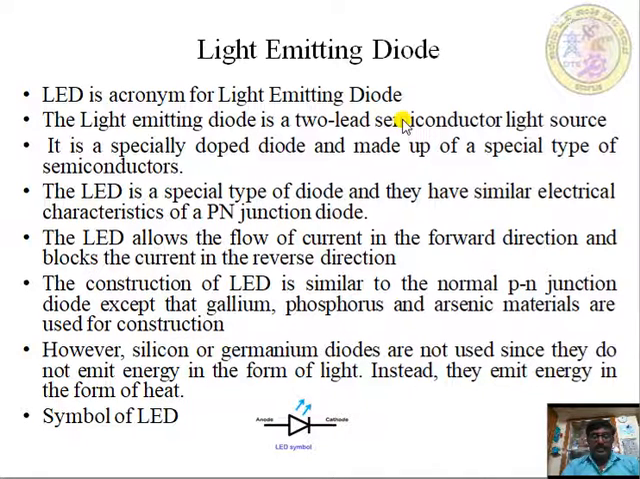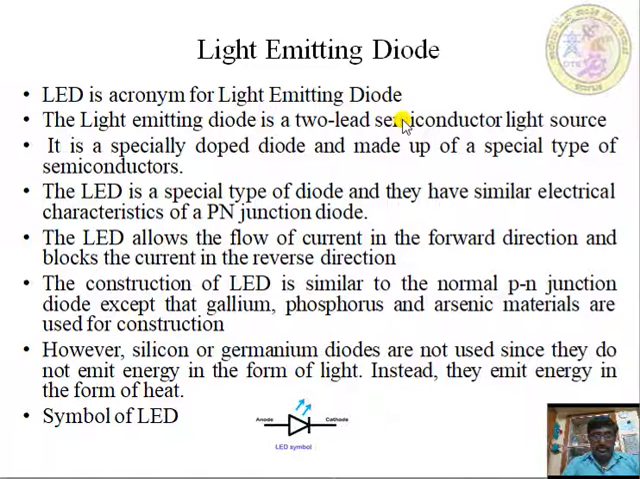LED is an acronym for light emitting diode. The light emitting diode is a two-lead semiconductor light source. It is a specially doped diode made up of a special type of semiconductor. The LED has electrical characteristics similar to a PN junction diode. The LED allows the flow of current in the forward direction and blocks the current in the reverse direction.